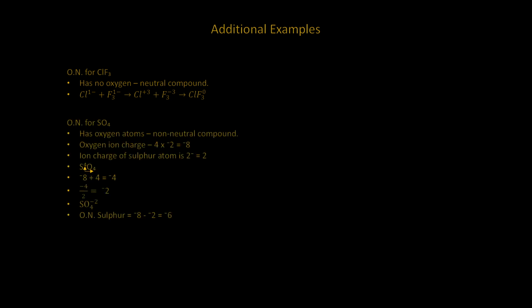Sulfate has oxygen atoms. Unlike sulfides and sulfites, this molecule is non-neutral. Its oxidation number is equal to its ionic charge. There are 4 oxygen atoms having ionic charges of 2-, which gives a total of -8. The sulfur atom has a 2- ion charge. However, there are 4 oxygen atoms.